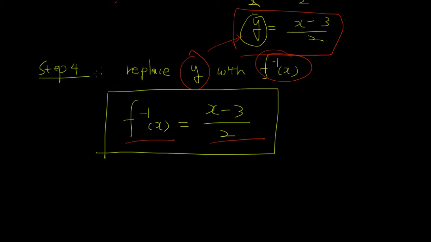Inverse function, you can only find an inverse function when the original given function is a one-to-one function, right? If it's not a one-to-one function, then you cannot have an inverse function, right? Okay.